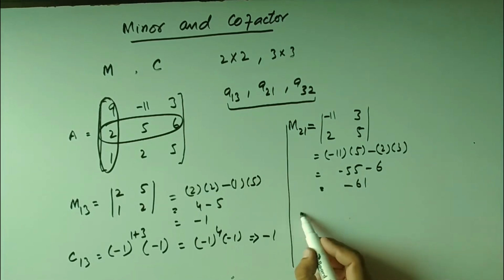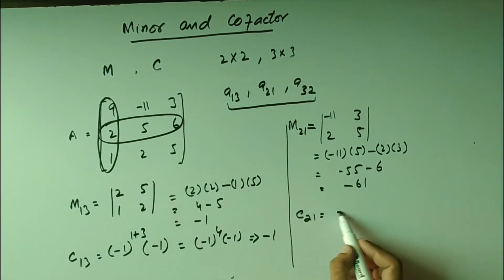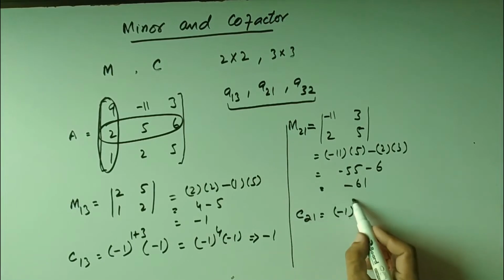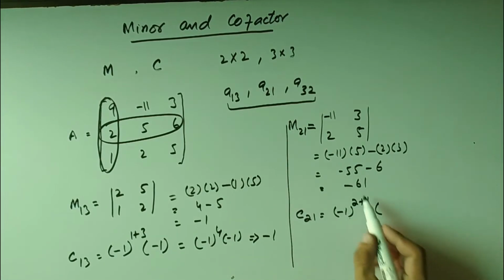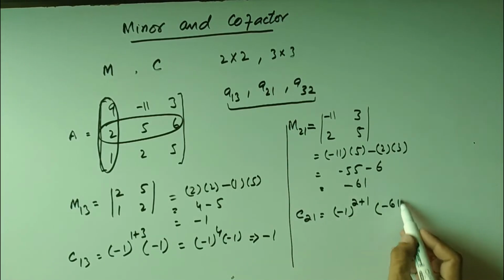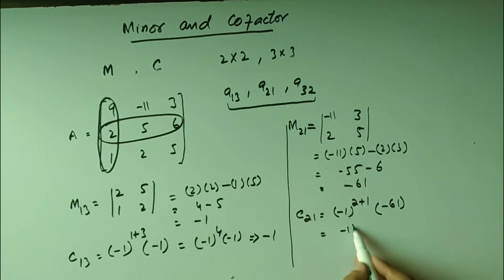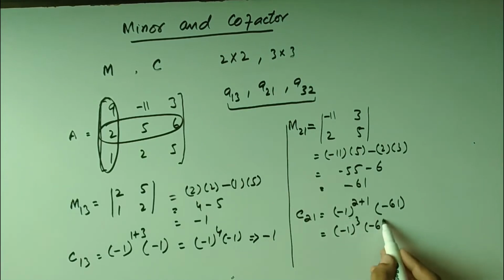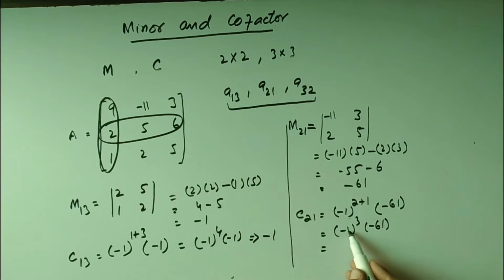Now for the cofactor, that is C21, we have to write minus 1 raised to the power 2 plus 1. And what will be the answer of the minor? That is minus 61. So minus 1 raised to the power 3 into minus 61. Here one is negative and the other is negative, so the answer will be positive 61. So this will be the cofactor.